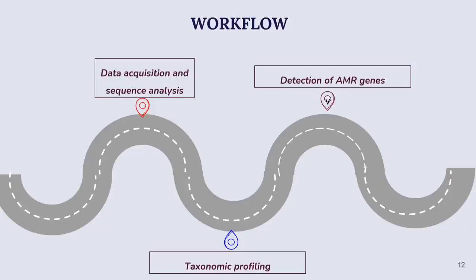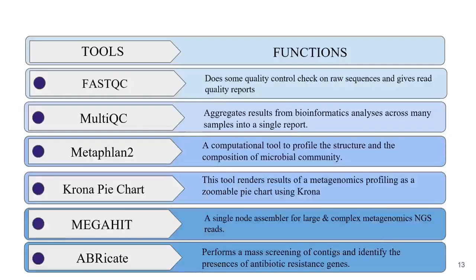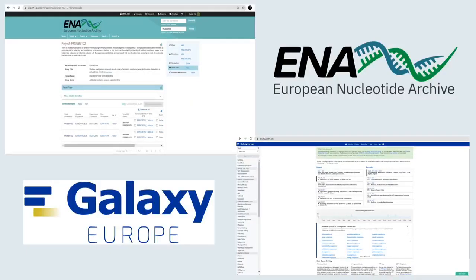Our workflow consisted of three main steps, which were data acquisition and sequence analysis, taxonomic profiling, and detection of AMR genes. Here is a list of tools and their respective functions that we used for our analysis. Now I'm going to explain our method in detail. Data acquisition and sequence analysis.